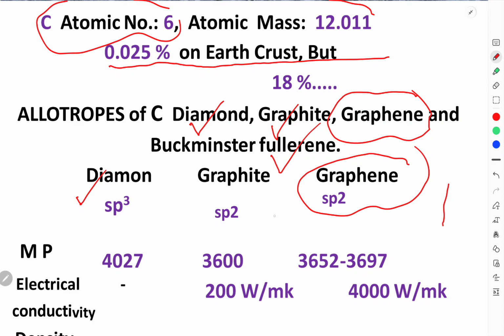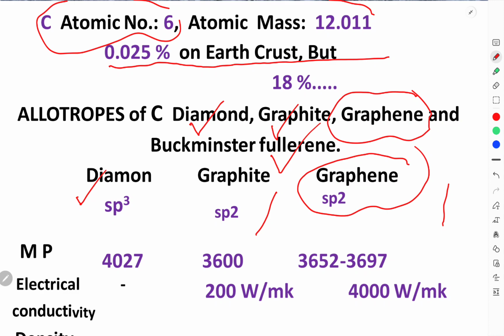If we see the melting point, friends, you see the melting point of diamond is 4027 degrees Celsius. Graphite, which is sp2 hybrid, has a melting point of 3600. Graphene, sp2 hybrid, has a melting point of 3652 to 3697. A little variation we can say.